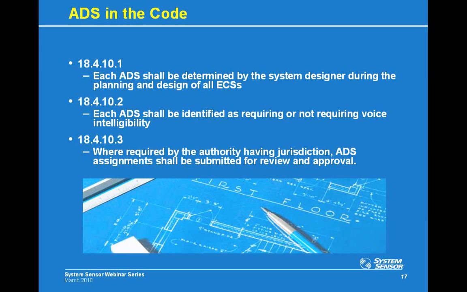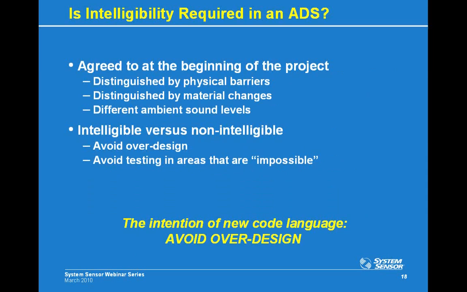As I mentioned, each acoustically distinguishable space is decided upon at the beginning of the project and is decided upon based on different physical barriers, the material changes, and the different ambient sound levels. The reasoning behind making the determination as to which areas are required to meet intelligibility scores and those areas that are not up front is to help avoid over-designing the entire system and to avoid spending time testing in areas that can be deemed impossible based on the characteristics of the space. So one of the goals of the wording included in the new version of NFPA 72 is to help avoid over-design with these new intelligibility requirements.